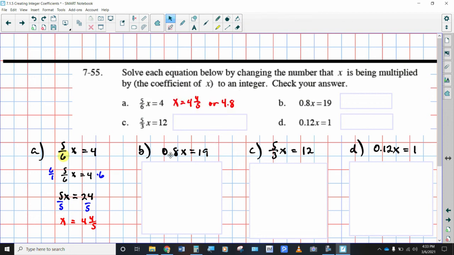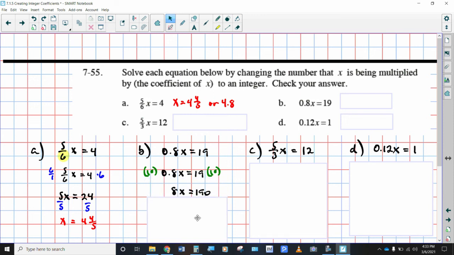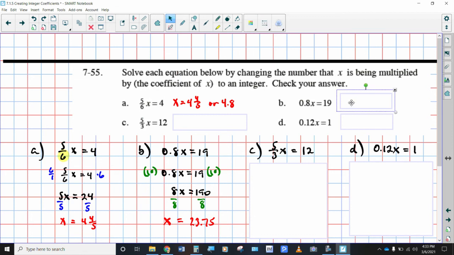In this case, I would multiply both sides times 10, since there's only one decimal that you need to move over. So this becomes 8x is equal to 190. And then 190 divided by 8 is 23.75, which I suppose could be 23 and 3/4, but since it started as a decimal number, let's just keep it in decimal form. For this problem, 3 is our denominator.